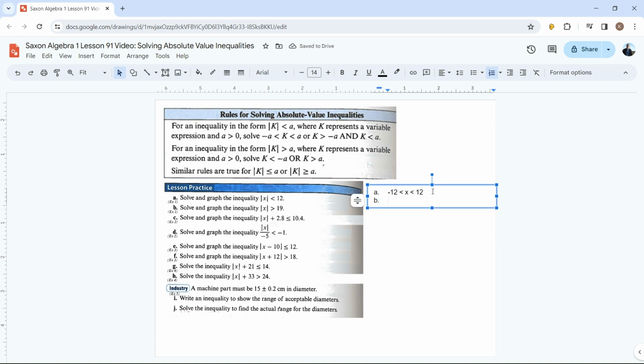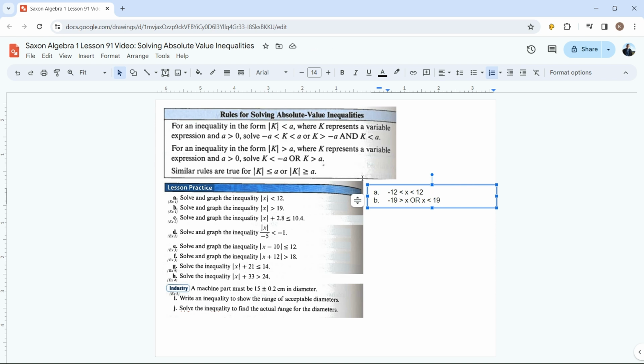In letter B, we have the absolute value of x is greater than 19. Well, this one is going to be one of those divergent ones. So negative 19 is greater than x, or x is less than 19.